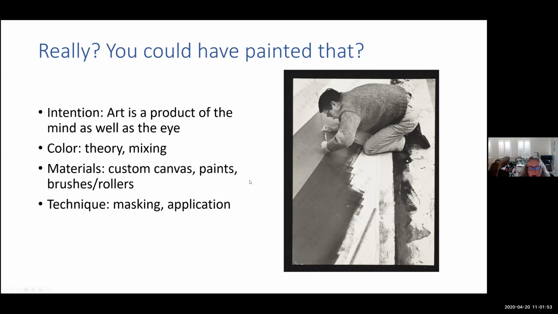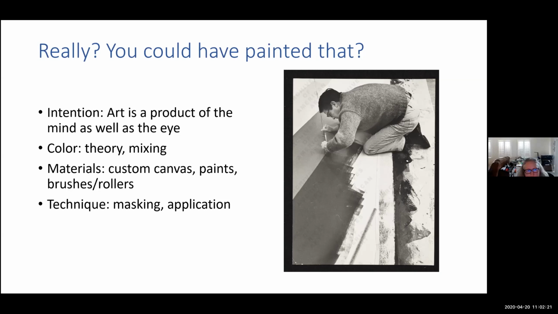Are we going to mask? As you can see, Noland has done here. He's pulling off this masking tape that he has used to mask between the colors. Or are we going to do it by hand like Stella was using in his black paintings? How are we going to apply it? Again, are we going to use the brush or the roller? So all of these decisions, all of these choices are made by the artist.